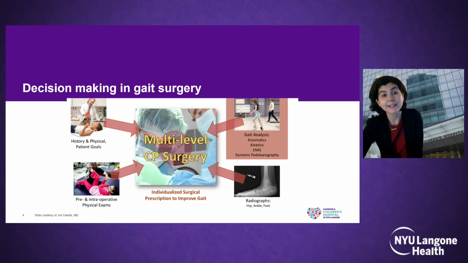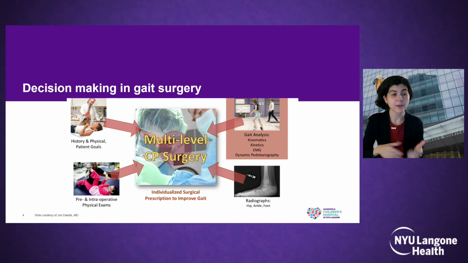So decision-making in gait surgery is actually quite complicated, as we all know. So you have to take a very good physical history and take into account what the patient goals are. Are the patient goals to walk better, or are the patient goals very specific to do certain sporting activities, to get into a stander, to walk for 2 blocks versus 1 block? What specifically do the family and the patient want to achieve?